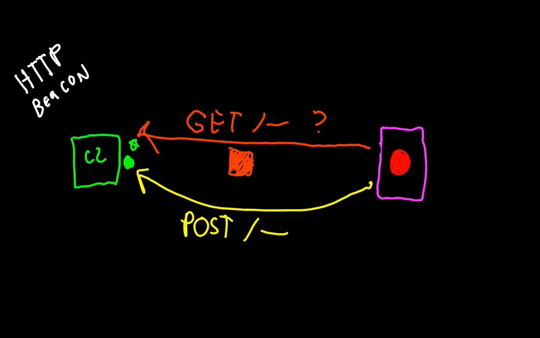And this request will contain an encrypted blob with the output for the tasks that just ran. If there's no output, there's no post request. But this is what the HTTP beacon is doing underneath the hood.